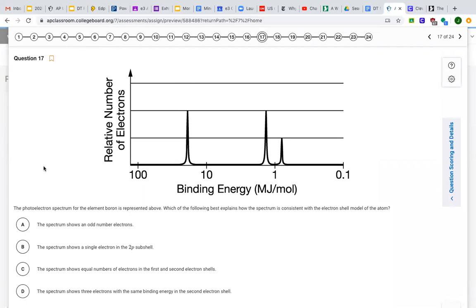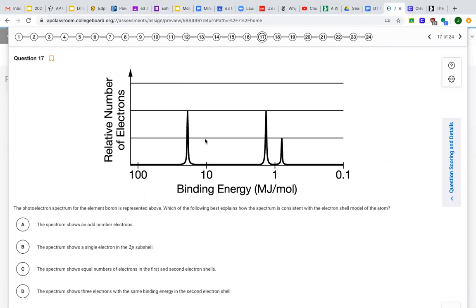Okay. And then here we go. Boron is represented above. Why is this consistent with the electron shell model of the atom? B, right? Yeah, I felt like B was the only one that was even correct. Except no, A is correct too. A is correct too. But I think equal numbers of electrons in the first and second electron shells.